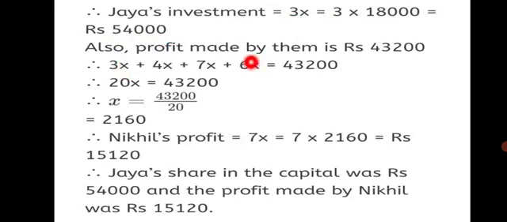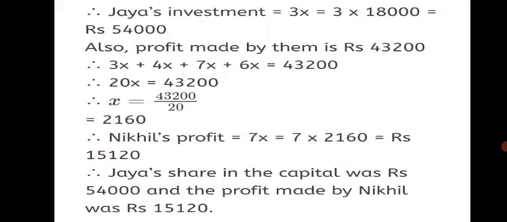Now profit made by them is rupees 43,200. Therefore 3x plus 4x plus 7x plus 6x is equal to 43,200. This is our equation for profit. Therefore 20x is equal to 43,200. X is equal to 43,200 upon 20, which is equal to 2,160. Now in the question we want to find out only Nikhil's profit, which is 7x. So 7 into 2,160 is equal to rupees 15,120. So we got both the answers.